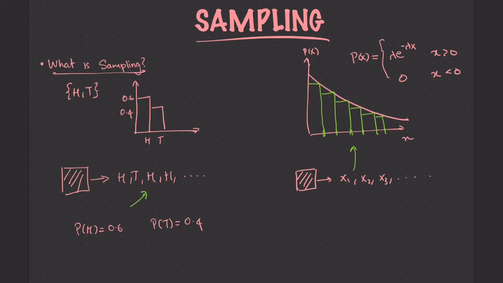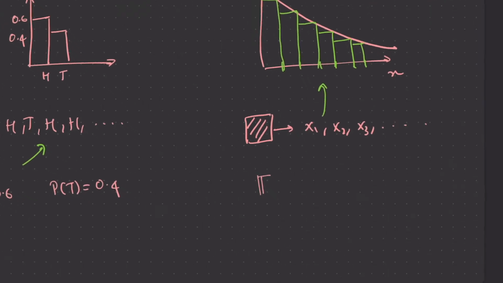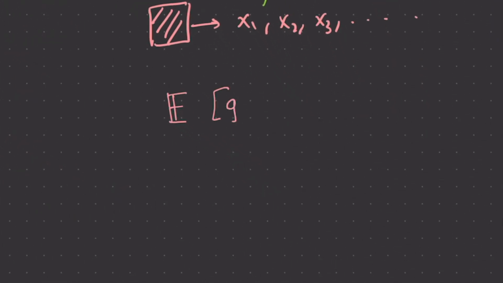Now, one of the reasons why I started this series with sampling is because it's an important concept which comes up a lot in generative modeling. A typical example is when you want to compute expectations. Let's say you're interested in computing the expectation of some function g under the probability distribution p, which can be written as integral p of x g of x dx.